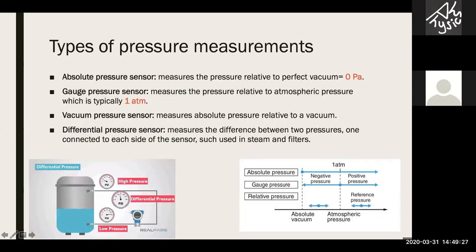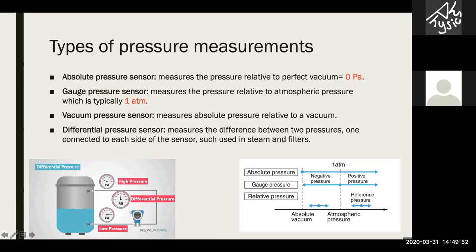What are the types of pressure measurements that we usually do? We have an absolute pressure sensor. This absolute pressure sensor measures the pressure relative to a perfect vacuum, an absolute vacuum where there's no pressure at all, which is 0 Pascal. So if we have a pressure, it will exceed zero and be a positive number, and then we will have that pressure value.